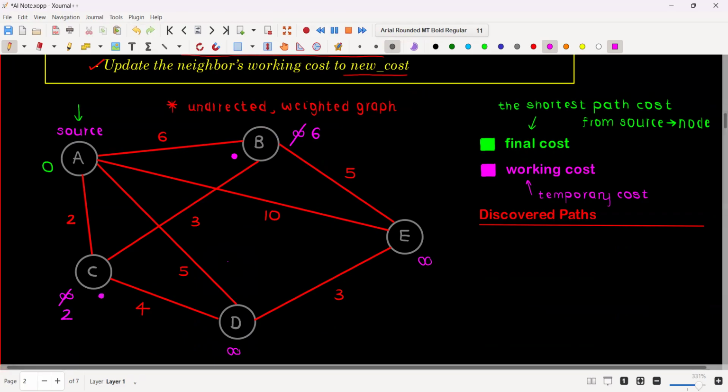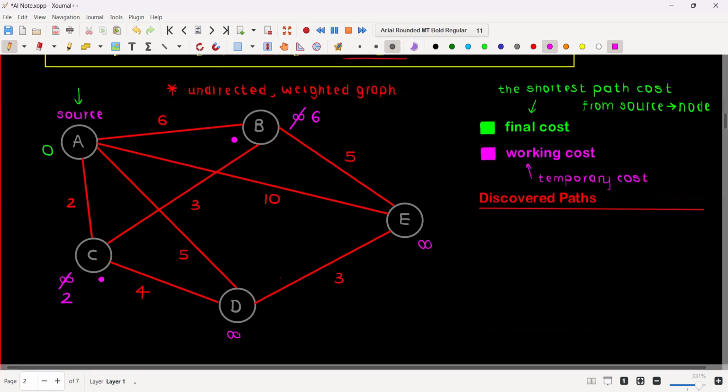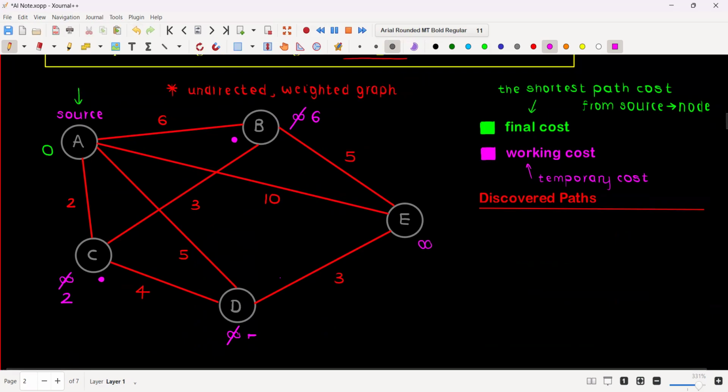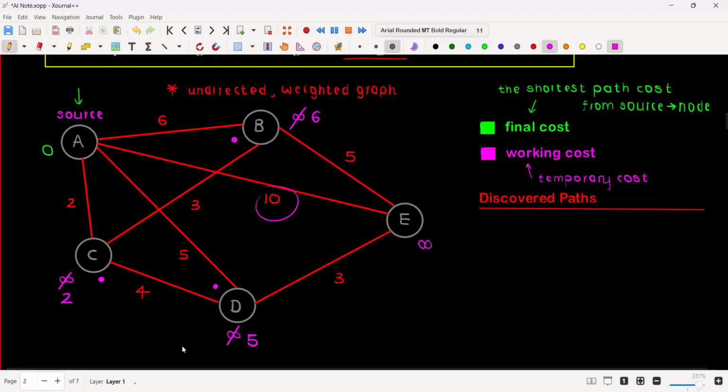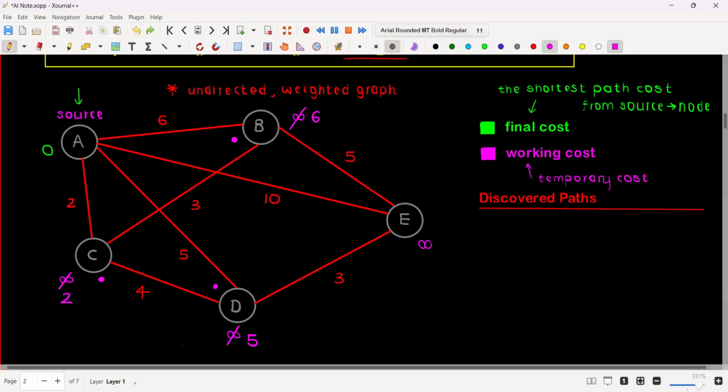That's done. And then let's look at A to D. A to D is 0 plus 5, 5, which is less than infinity, which I can then replace infinity by. Then what do I have? After this, I can take a look at A to E. A to E is going to be 0 plus 10. The path cost from A to E is 10, which I can then use to replace the infinity with. And that concludes the discovery of all the neighbors of A.